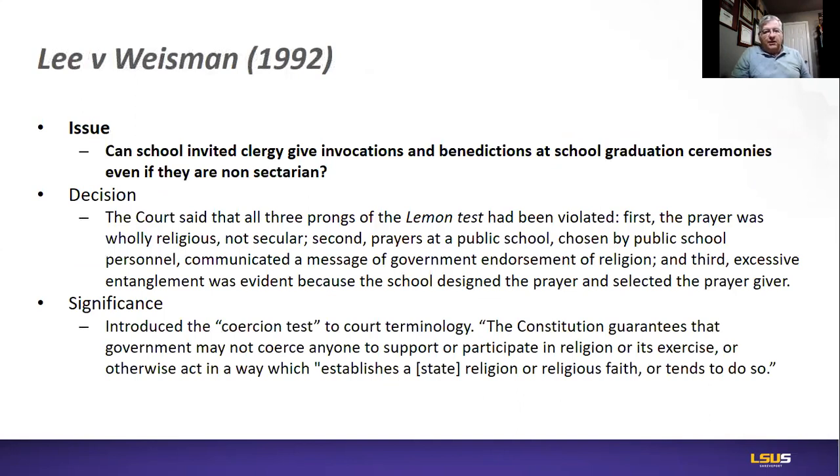And in the Lee versus Weisman case, they introduced the coercion test. Basically, that's a test where people are coerced to support or participate in religion or its exercise. And the state cannot coerce other people to participate in a religion or a religious exercise.